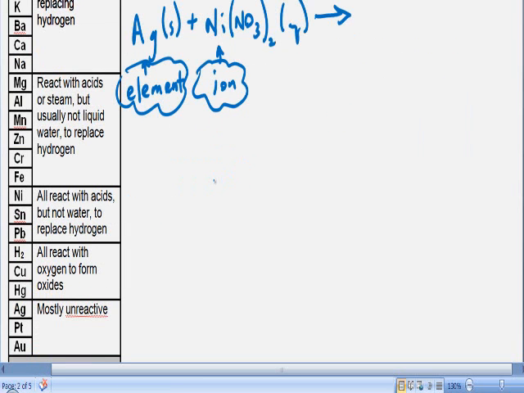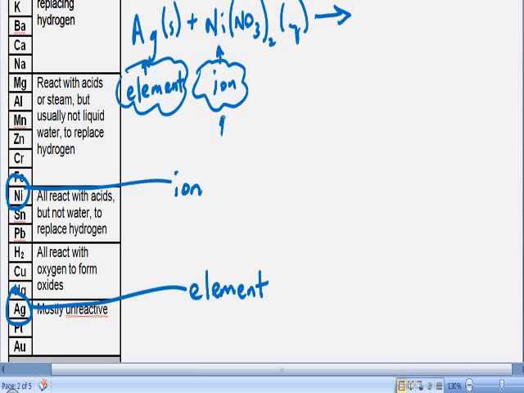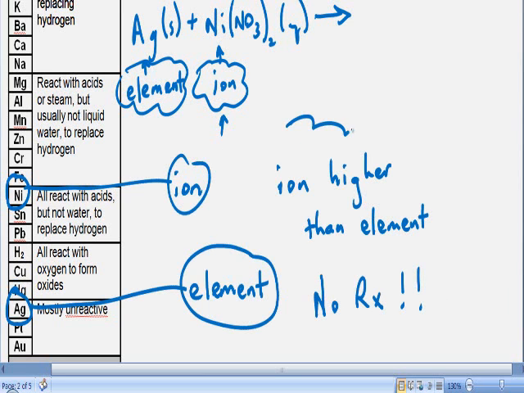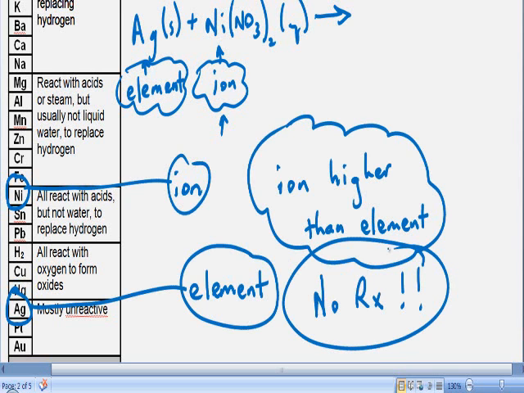Let's take a look at the activity series. Here we have nickel, and here we have silver. In this circumstance, our ion, the nickel, which is the ion in our reaction, is higher on the activity series than the element in our reaction. When we have the ion higher than the element, that'd be the circumstance when we have no reaction taking place. All we'd have is some elemental silver that gets wet in a nickel nitrate solution, but nothing changes places and none of the compounds nor elements change.